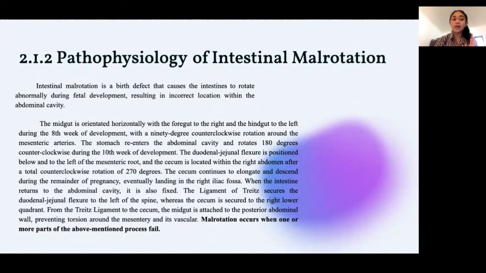whereas the cecum is secured to the right lower quadrant. From the ligament of Treitz to the cecum, the midgut is attached to the posterior abdominal wall, preventing torsion around the mesentery and its vasculature. Malrotation occurs when one or more parts of the above-mentioned process fail.